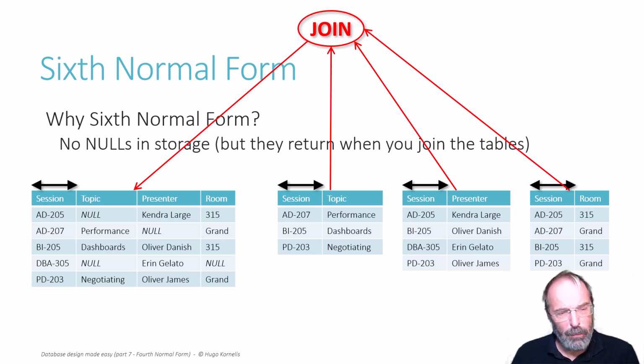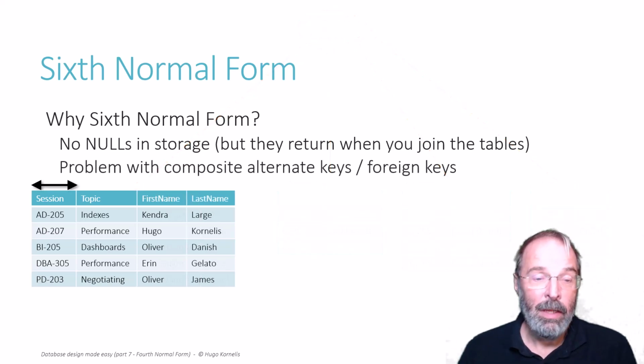Now, apart from the performance issues you will have in mainstream databases when you would actually use a sixth normal form design, you also have a problem that you actually lose some protection by the database and that you open up to some violations that fifth normal form would prevent. And that has to do with candidate keys or foreign keys on multiple columns, so composite alternate keys and composite foreign keys. So I changed the example slightly.